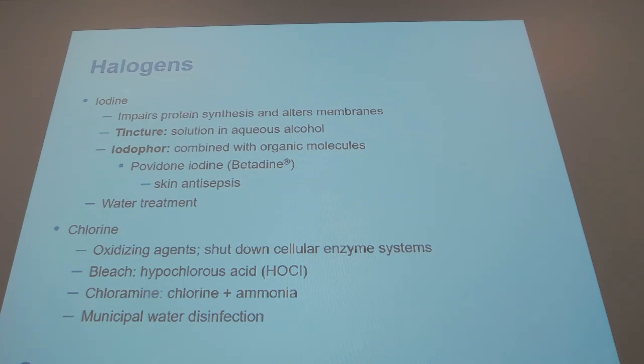Halogens, we have a couple of examples there, iodine and chlorine. Iodine prevents the synthesis of proteins and also damages the plasma membrane. You can find it as a mixture with alcohol, which you call a tincture, or if it is combined with organic molecules, you call it an iodophor. An example is Betadine, which is povidone-iodine. This is used as a skin antiseptic. If someone has a scratch in their skin or a wound, they can apply that and clean it.